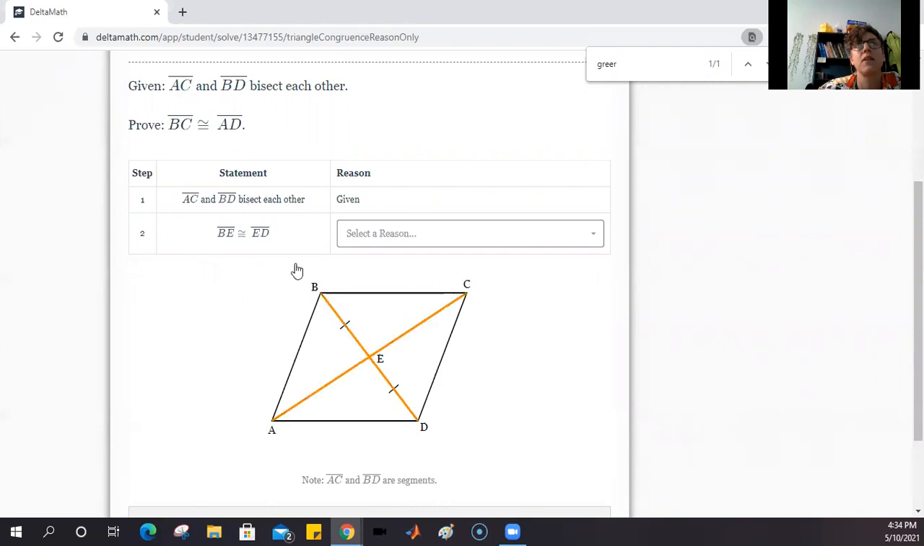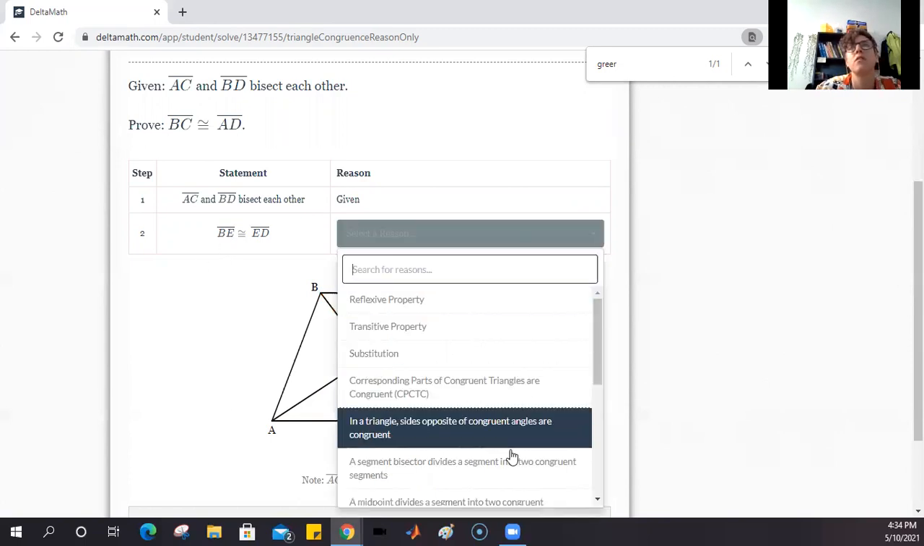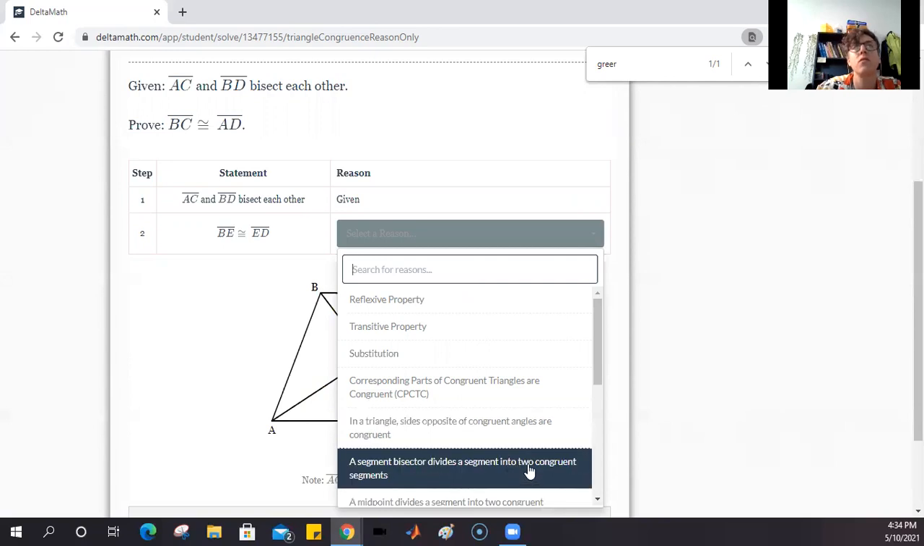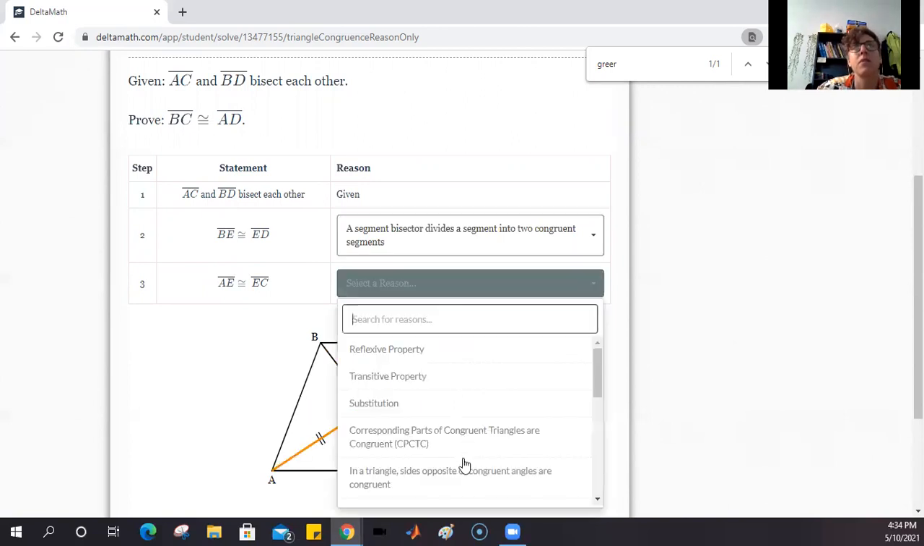We are given that AC and BD bisect each other. So that means AC splits BD perfectly in half, which is why BE and ED are congruent to each other, because AC split them in half. So a segment bisector divides a segment into two congruent segments. AC split BD in half. And now BD also bisects segment AC. So BD did the same thing. It split AC perfectly in half. That's what a segment bisector does.